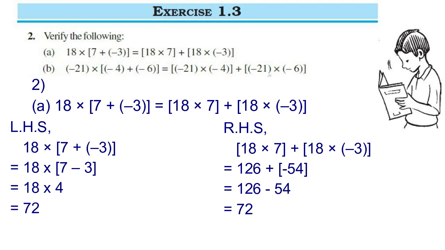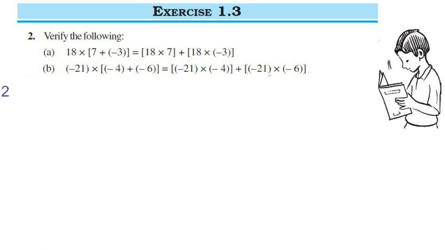If we multiply 18 into 7, then we will get 126. So we can write 126 plus, then we multiply 18 into minus 3, which means minus 54. And if we subtract 54 from 126, we will get 72. Hence LHS equal to RHS, verified. Okay, go to problem B. Here an equation is given.